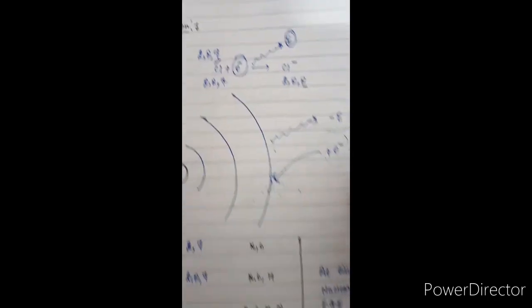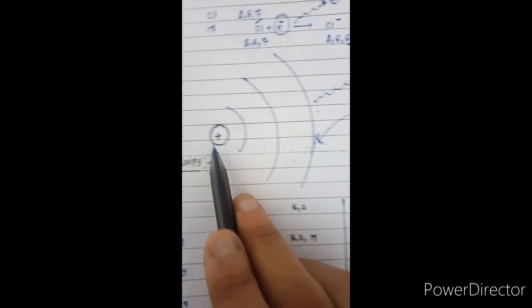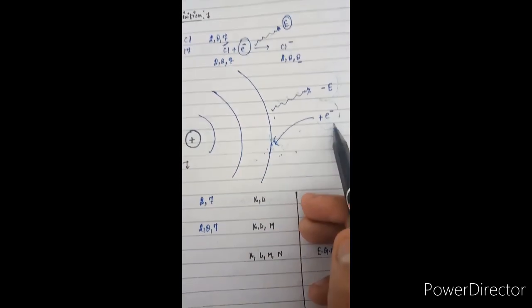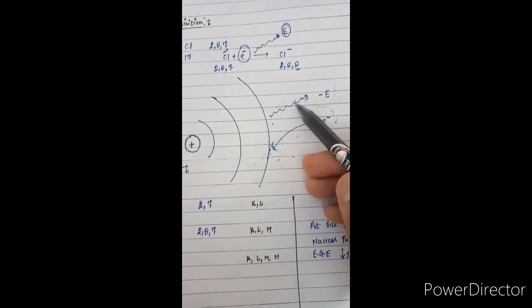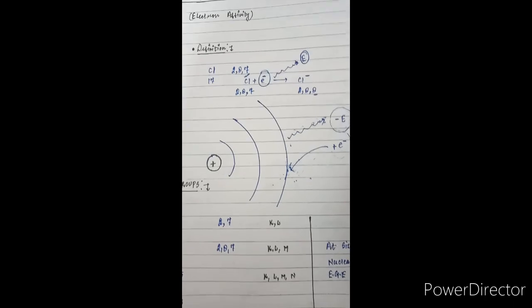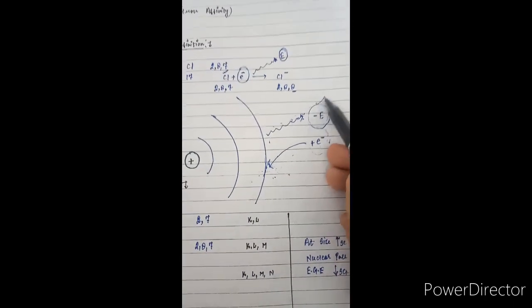So an electron is coming, accommodating in the valence shell of a neutral gaseous isolated atom to form the anion, and then energy is removed, and this energy is equal to the electron gain enthalpy. Electron is coming and energy is liberated, so this energy is equal to electron gain enthalpy.